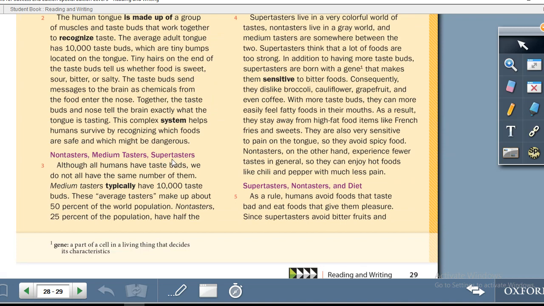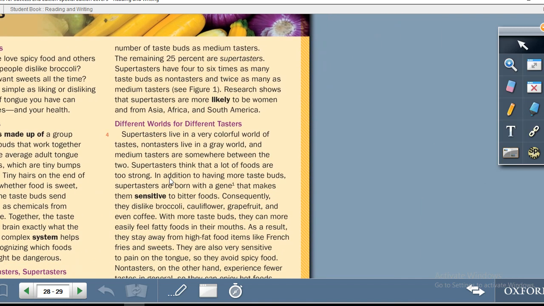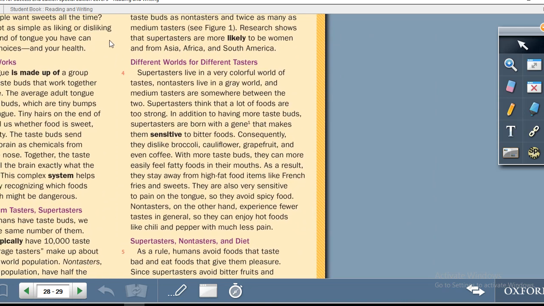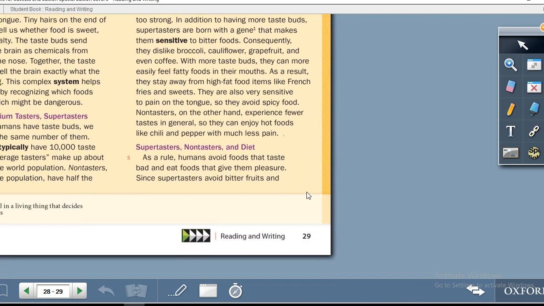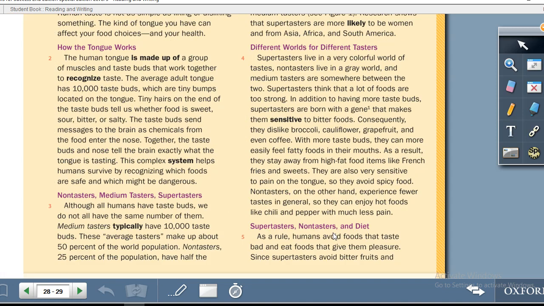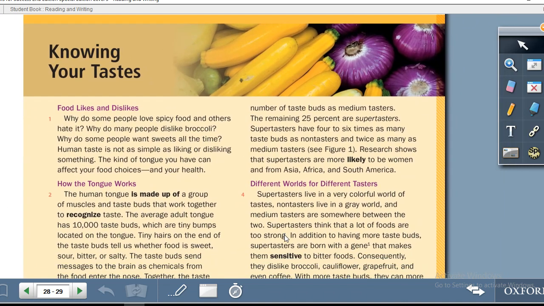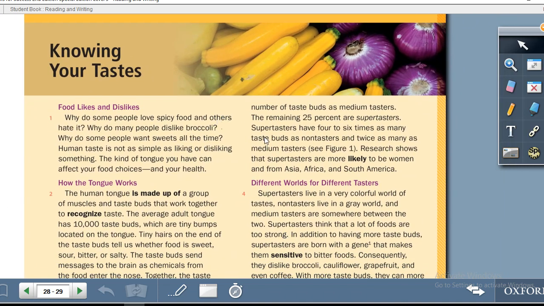Non-tasters, medium tasters, super tasters, right? Then we have number 4, different worlds for different tasters. Number 5, super tasters, non-tasters, and diet. Right, so this is the article that you have to read. I would suggest that you read this article more than once.